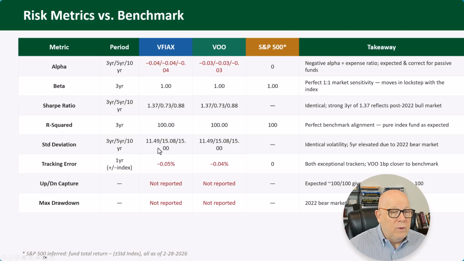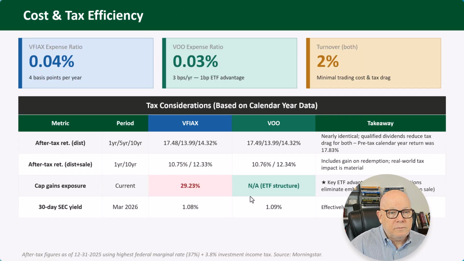This is another measure of risk, the standard deviation of returns. Identical. The tracking error, very, very close. The ETF being just slightly closer because of the lower expense ratio. Unfortunately, we don't have on that report the up and down capture or the maximum drawdown, so I'm not listing that here.